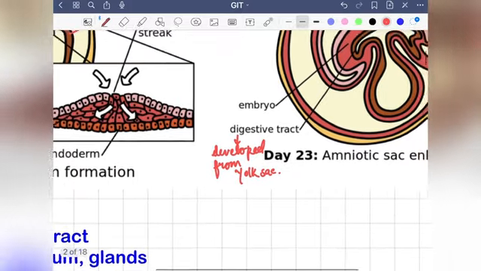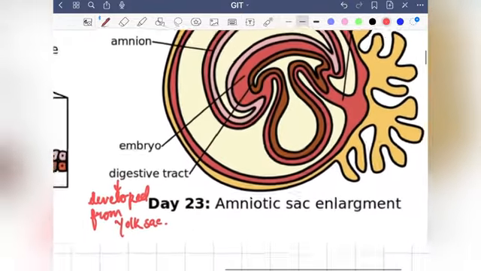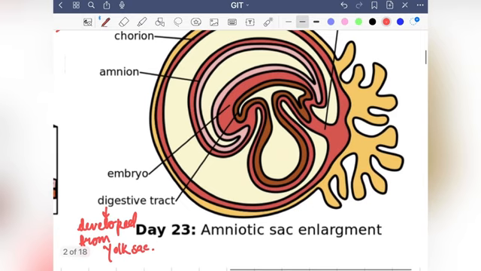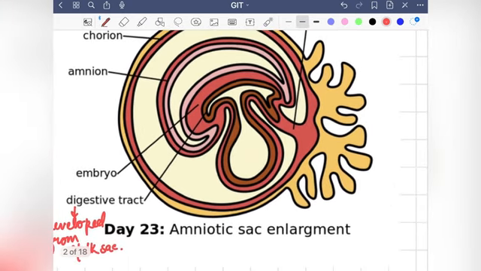Just outside of that endoderm, you can see a red line, that red represents mesoderm, and that's where all the connective tissue and muscles surrounding abdominal structures in the GI tract are going to come from.